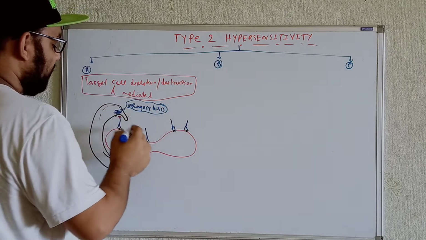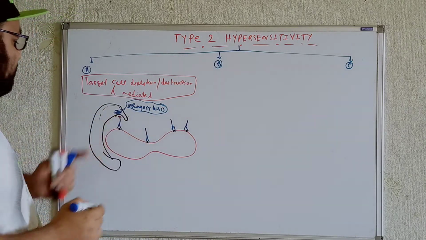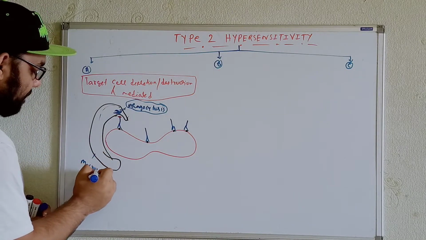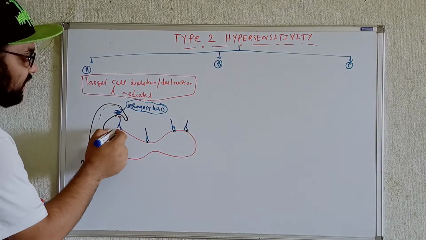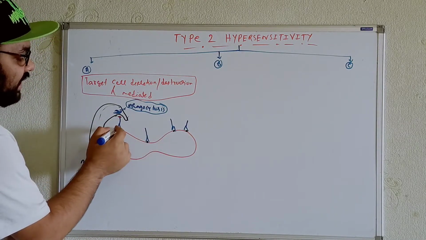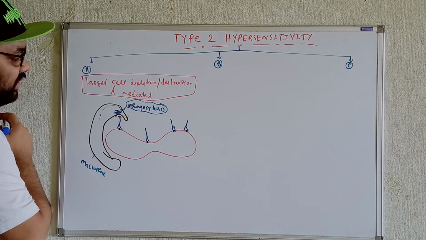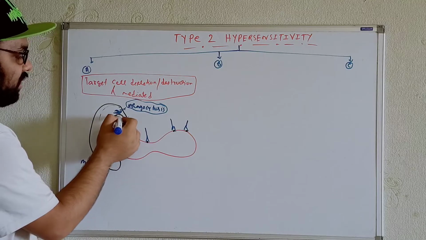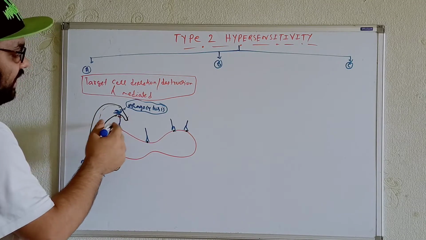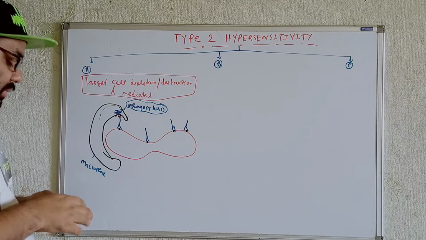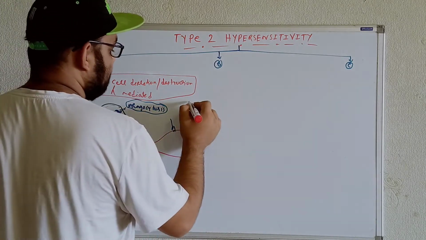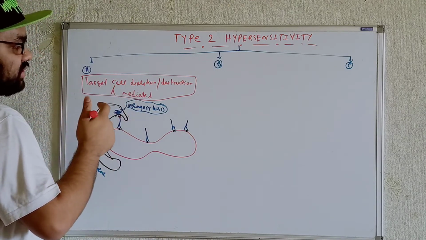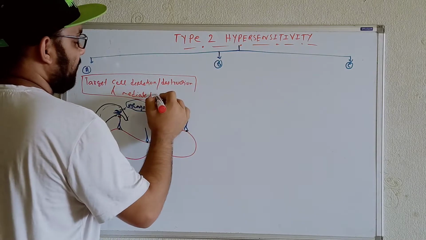Try to understand. For example, there is a macrophage over here. This macrophage will engulf this whole antigen over here. As a result, the antibody is attached to the antigens along with the cells. This type of action is known as opsonization. This is the first thing we get under the class of target cell depletion or destruction, antibody mediated, without inflammation.